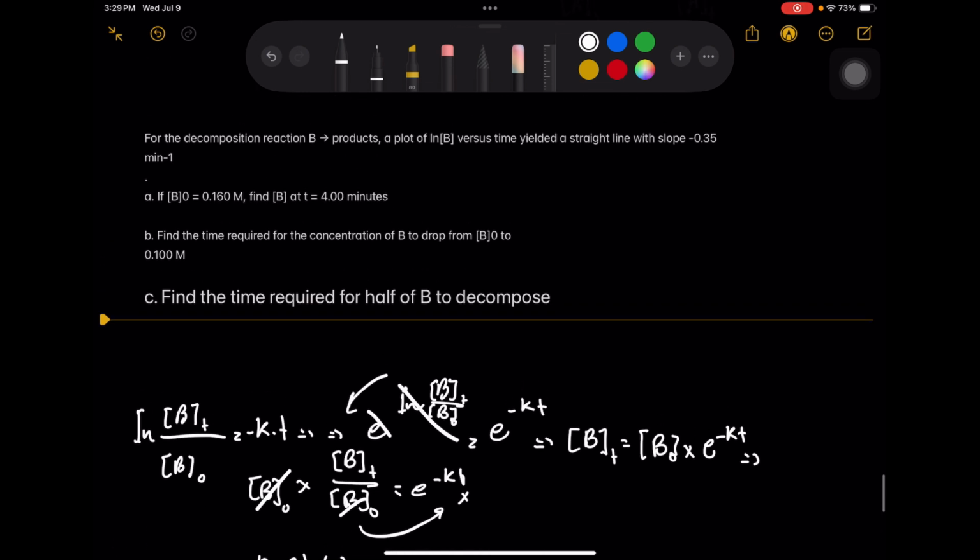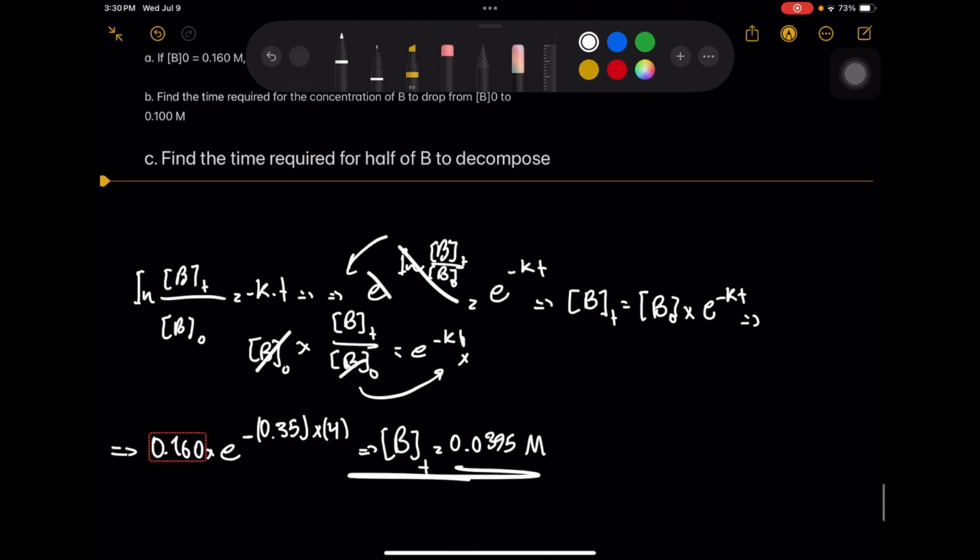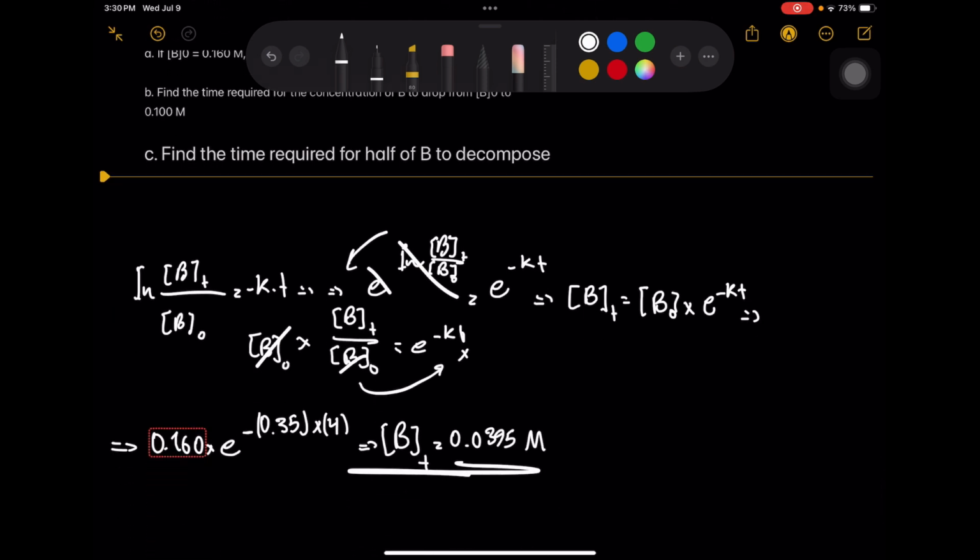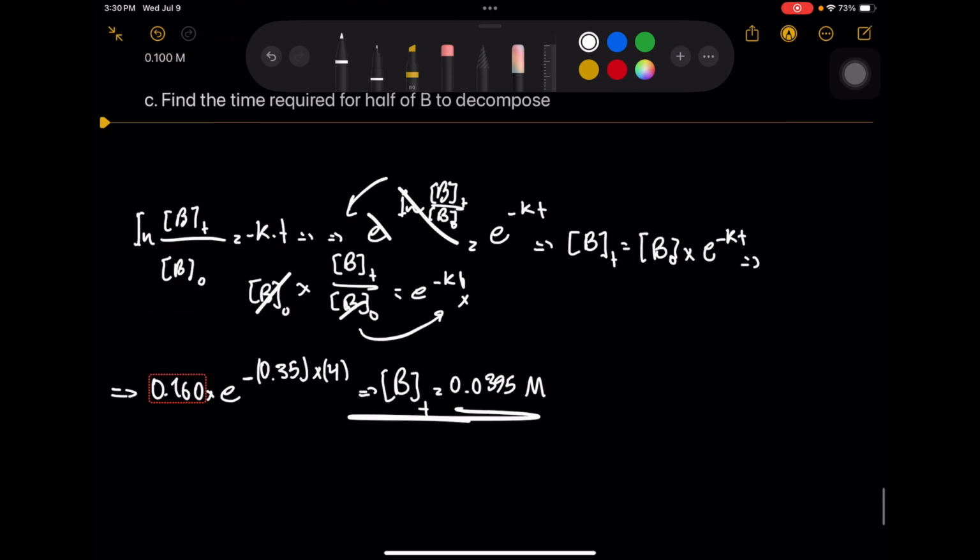We said our product was consumed, okay? So what it means is that over time we should have less concentration of B here. So the initial concentration was 0.16 molar, and now we're at 0.0395 molar. So it does make sense. If you get a number higher than that, there must be something wrong with your answer. And that one is the answer for part A.